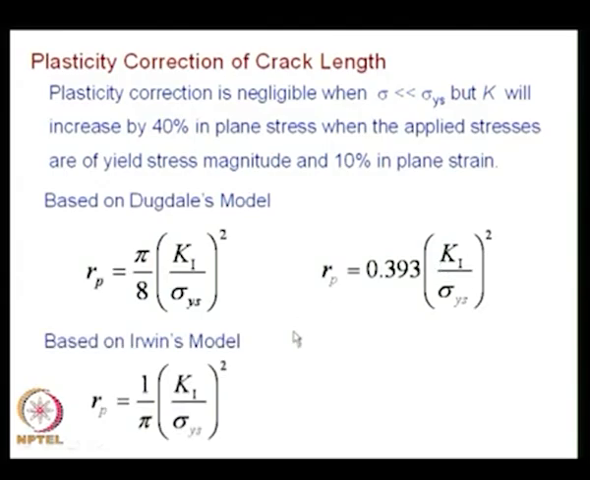Based on Irwin's model, it is 1 by pi (K1 by sigma ys) whole square, and when you really calculate 1 by pi, the factor is 0.318, whereas from Dugdale's model it is 0.393. So there is definitely a comparison, though the plastic zone given by Dugdale's model is longer than Irwin's. Whatever result we have got by another methodology is not way off, but definitely the simplistic model is not correct. You can't simply cut a curve out of convenience.